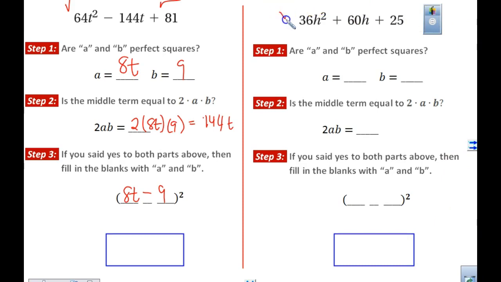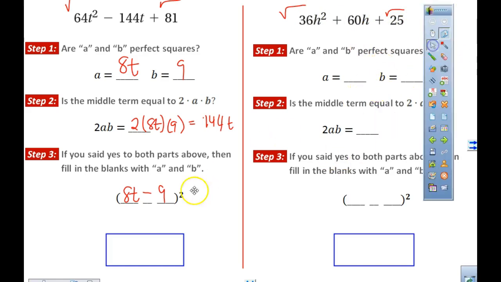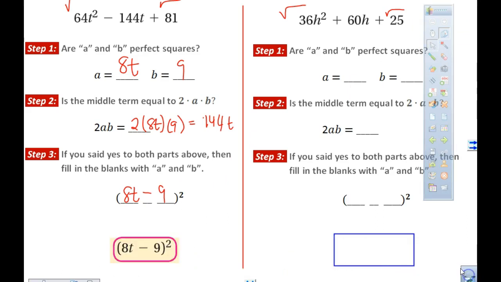Please try the next one, because we noticed right away 36 and 25 are perfect squares. So try that next one if you would, doing it right now, the same way we did the last one.